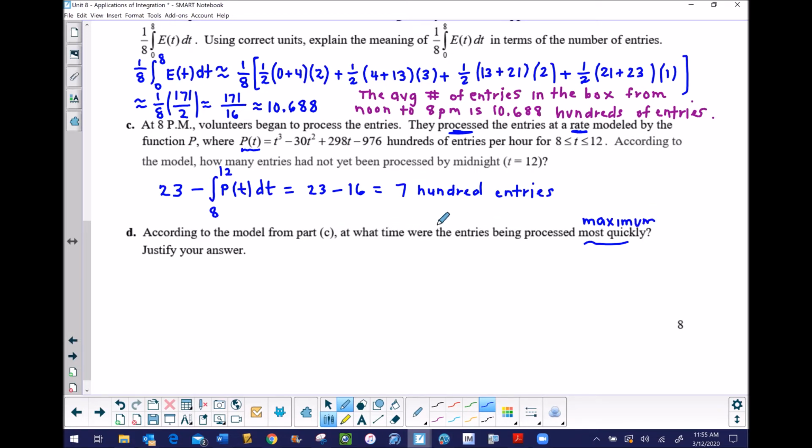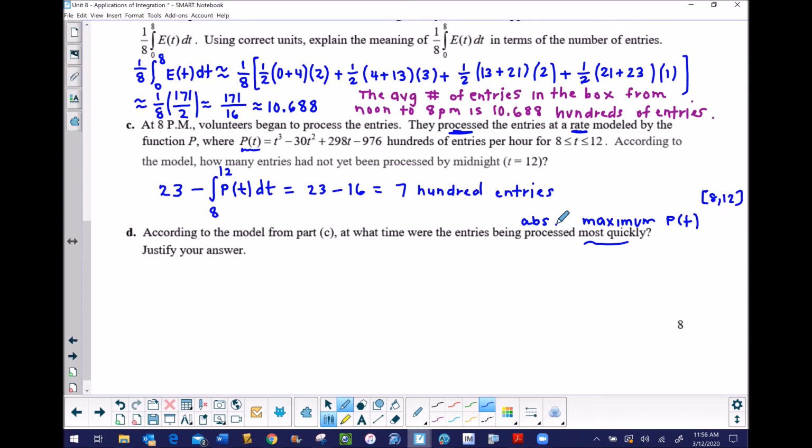of at what time were entries being processed. The entries being processed is modeled by the function P of T. So we're going to maximize P of T. Notice that this is on an interval 8 to 12. That means this is an absolute maximum problem. So what does that mean? That means you have to find your candidates, right? And you put together your little T-chart, and then you go from your chart by finding out which value of P is the largest, okay?